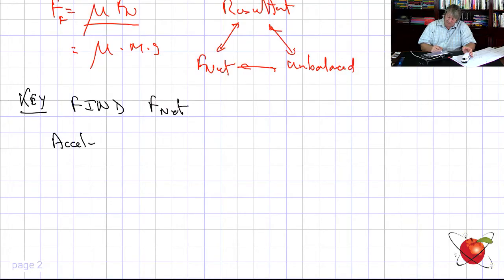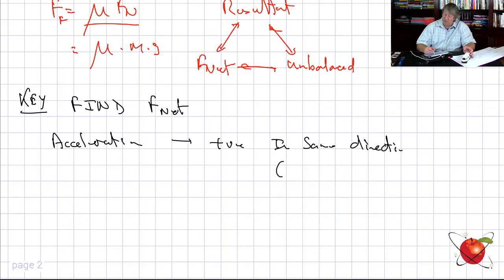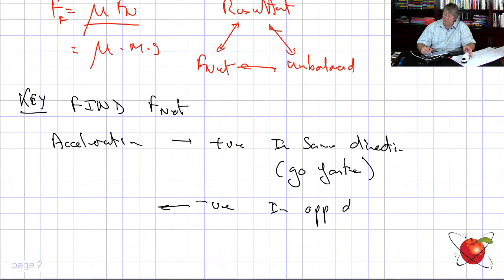But now what happens if I put the brakes on? I am decelerating. So my acceleration can be positive if it's in the same direction, which means go faster. Or my acceleration can be negative if it's in the opposite direction, which means I slow down. Okay? That's what that's about.